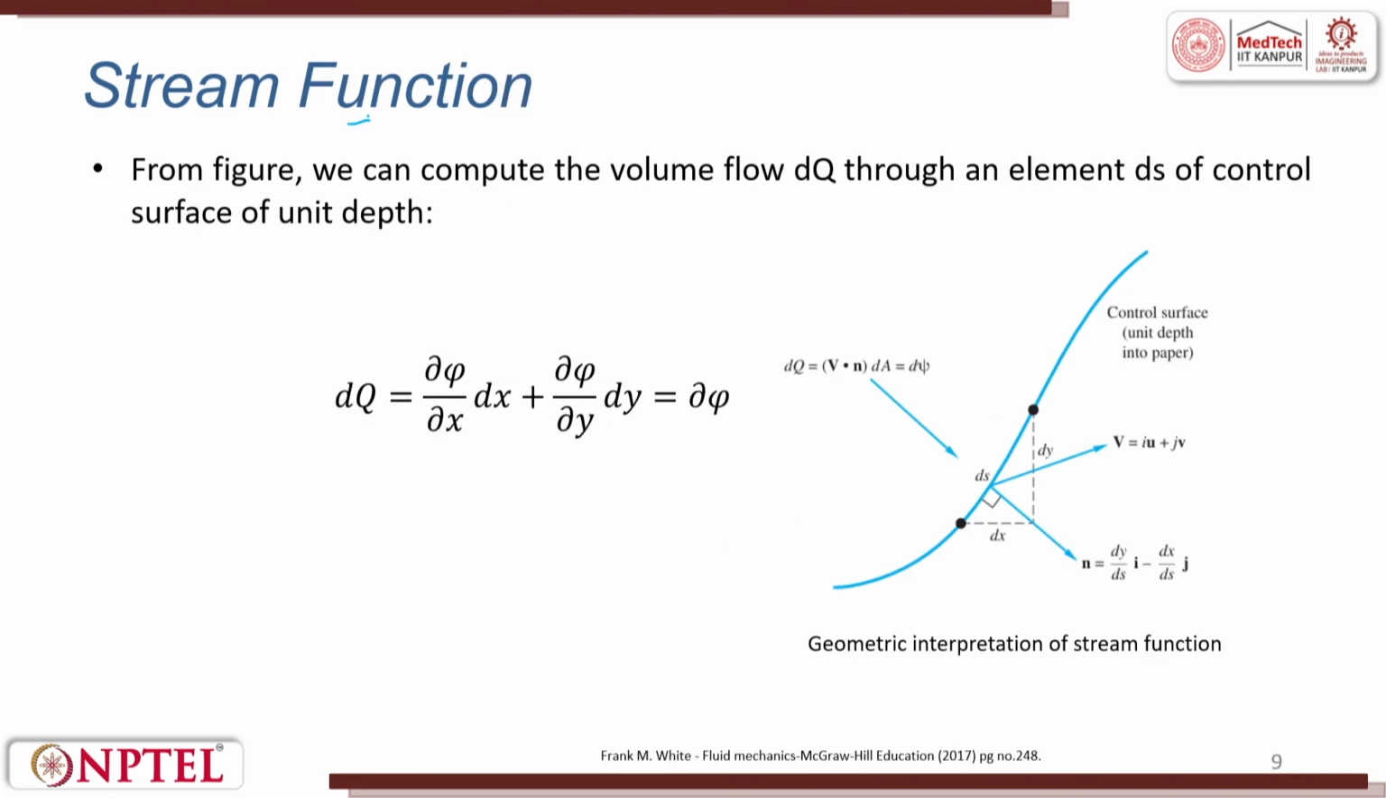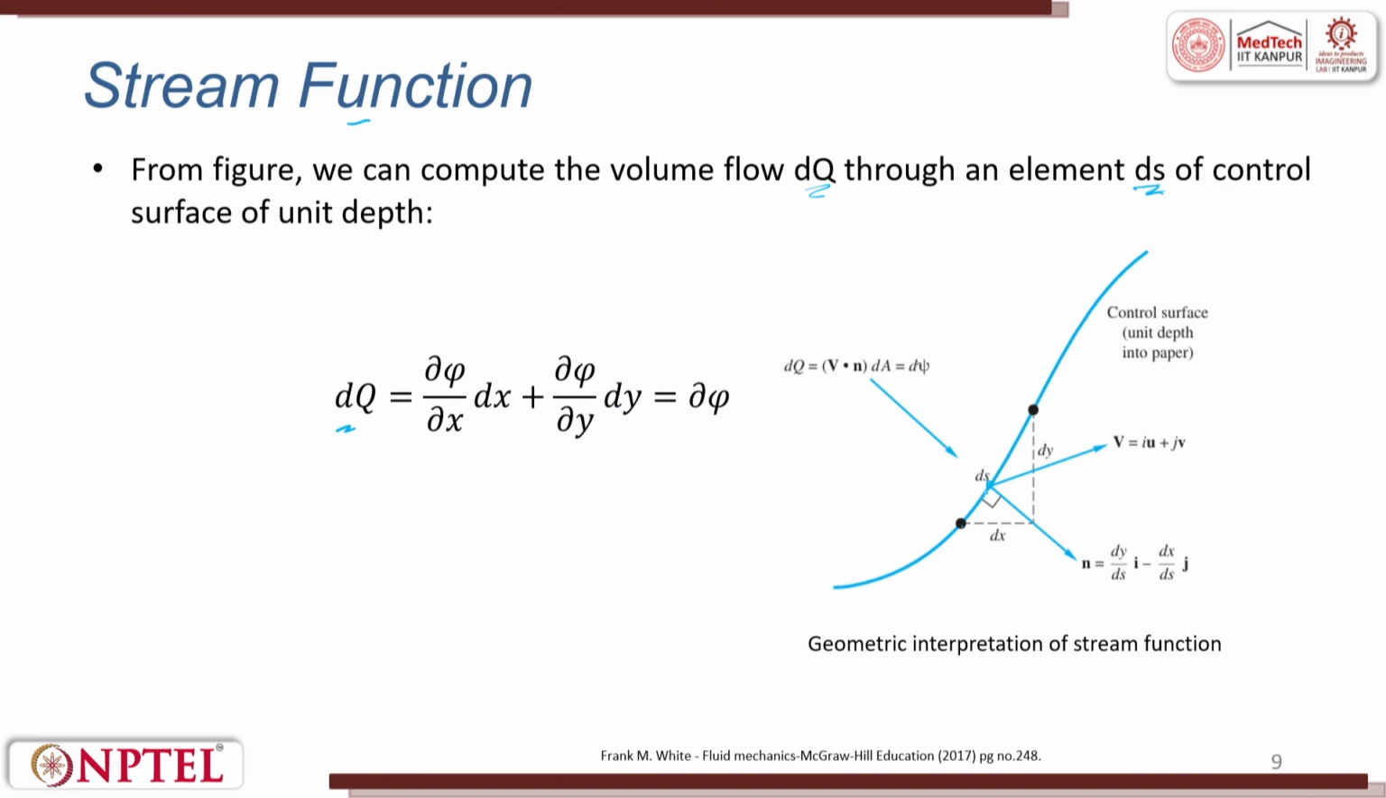So, the stream function: from the figure we can compute the volume flow dq through an element. We take a small element ds of a control surface of unit depth. So, dq is equal to, we try to define as a function, d phi by dx into dx plus d phi by dy into dy, which is equal to delta phi.